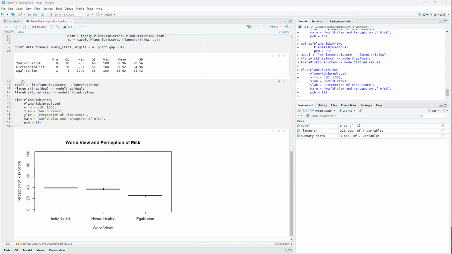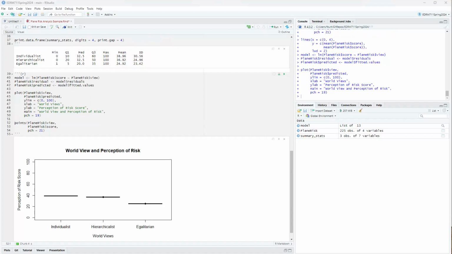We're looking here at the predicted values, and the prediction is going to be the same for everyone within a group, but their actual observed score, their actual perception of plane risk, is not going to be the same for everyone in the group. Let's go ahead and look at that.